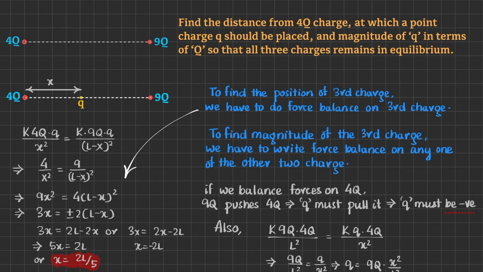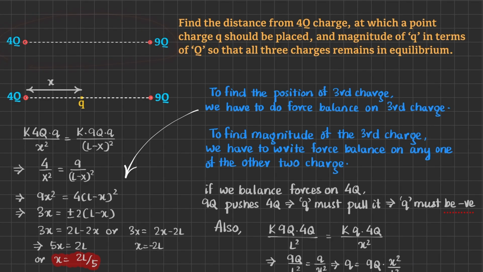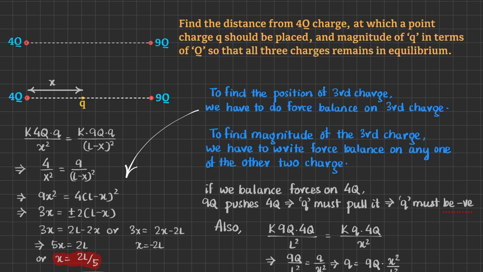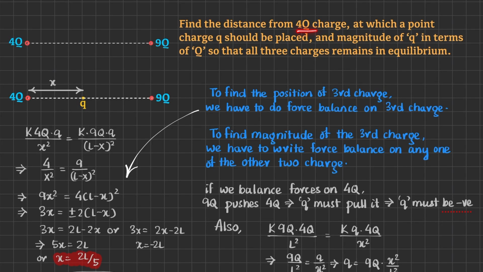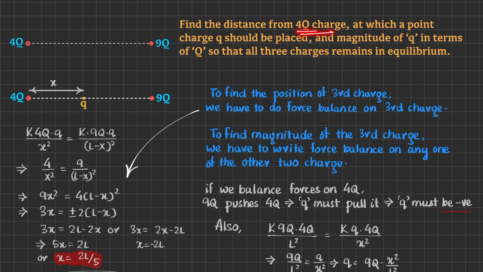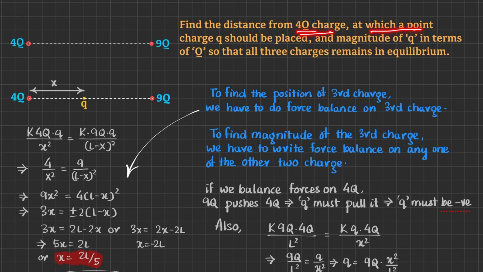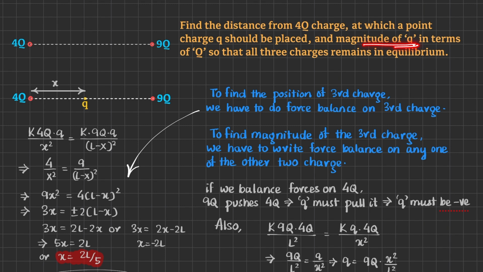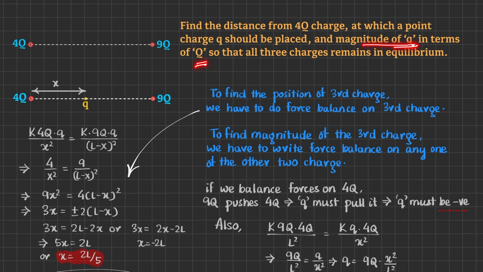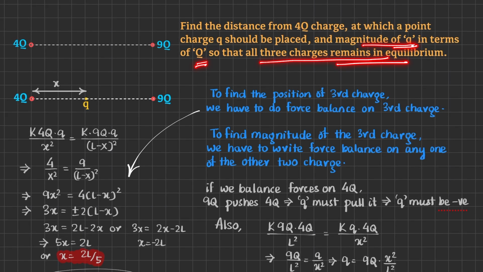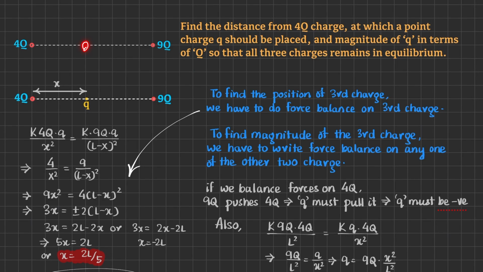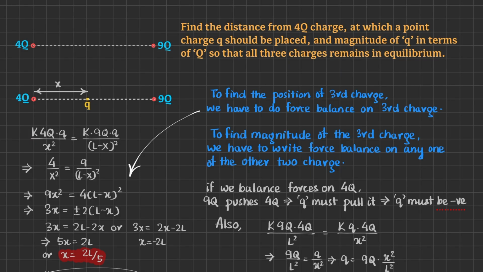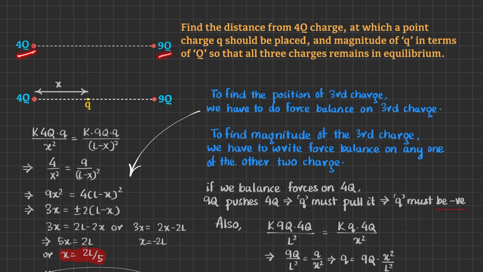Here the question says the arrangement is similar to the first one, but now the question is a bit different. Now it says, find the distance from the 4q charge at which a third point charge should be placed, and its magnitude also we need to find, the magnitude of q in terms of capital Q, so that all three remain in equilibrium. We need to find the position, and we also need to find the magnitude of the charge, so that all three of them will be in equilibrium.